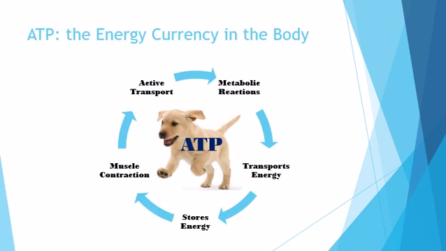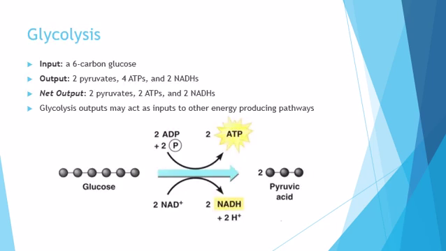Biological organisms require energy to survive, and adenosine triphosphate, called ATP, is a form of energy that is used to drive various functions throughout the body, such as active transport, metabolic reactions, energy transport, energy storage, and muscle contractions. One way ATP is formed is through the process of glycolysis. Cells use glycolysis to transform sugars, like glucose, into biochemical energy in the form of ATP, NADH, and pyruvate molecules.